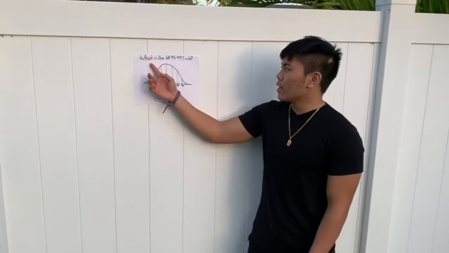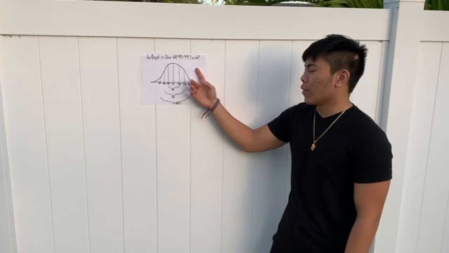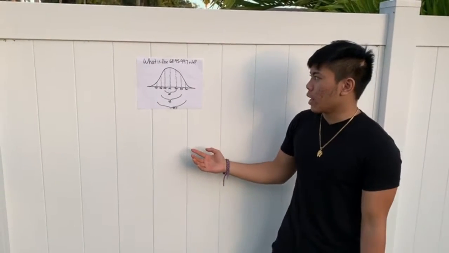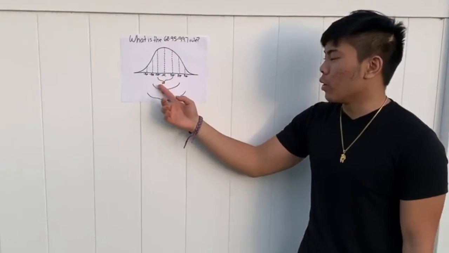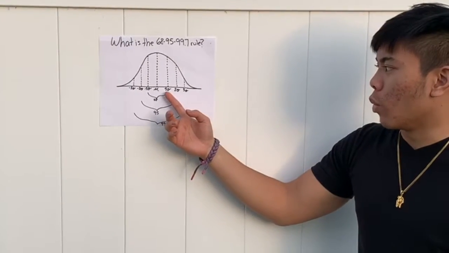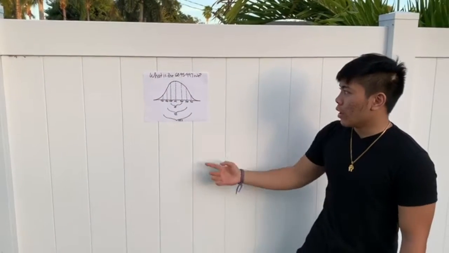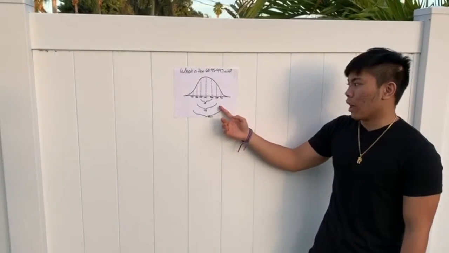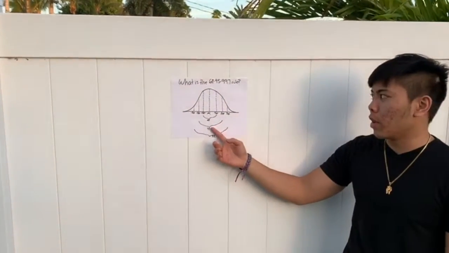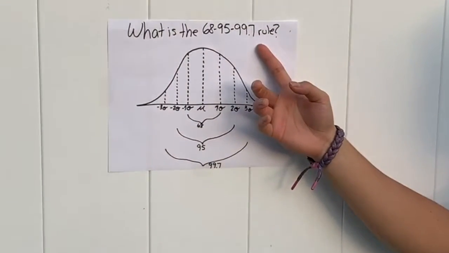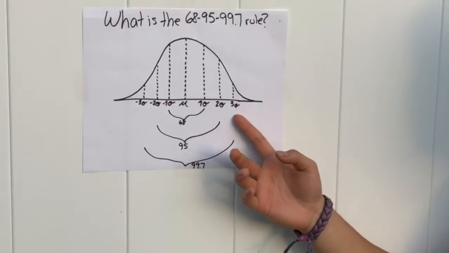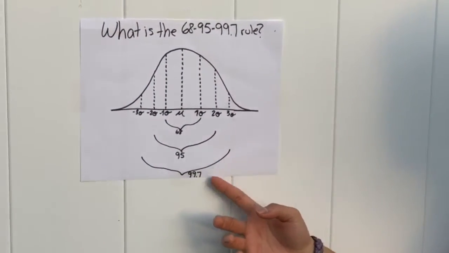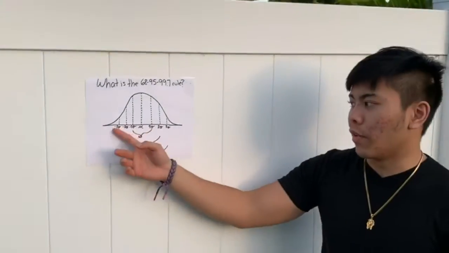So what is the 68, 95, and 99.7 rule? Basically, it means that 68% of data values fall between one standard deviation away from the mean. The 95 represents that 95% of the data values fall between two standard deviations away from the mean. And the 99.7 rule means that 99.7% of the data values fall between three standard deviations away from the mean.